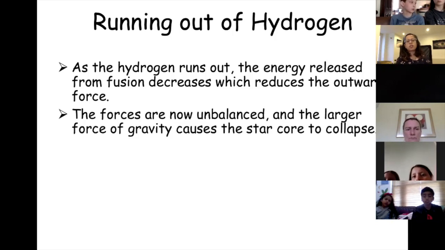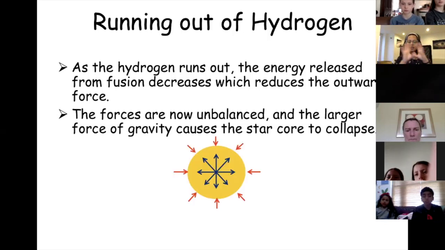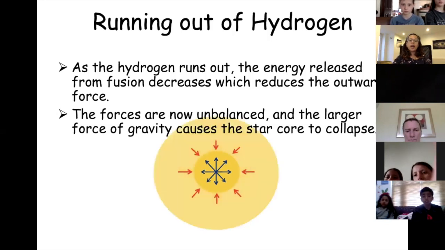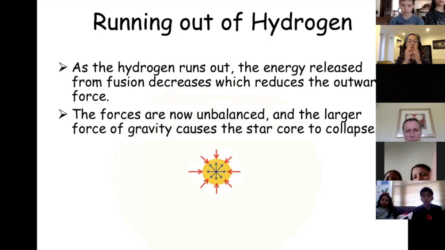So fusion has decreased, which means the outward force of this radiation pressure has gone down. And that means the forces are unbalanced. The star's not stable anymore. And gravity can now push down on this star and causes the star to start to collapse and shrink. So we had our star that was in equilibrium, but gravity now can push down on it, and the core starts to collapse. So the inside of the star starts to shrink.